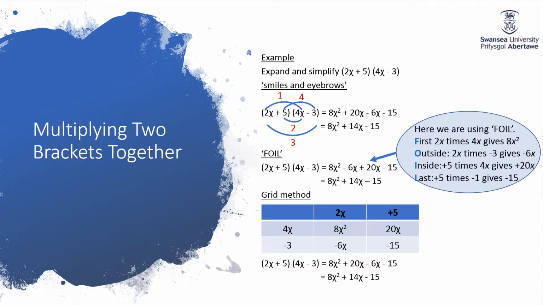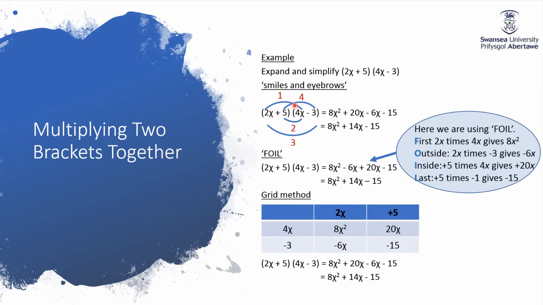Now let's look at an example to understand these three different techniques. So here we have to expand and simplify 2x plus 5 by 4x minus 3. So the first method we call smiles and eyebrows, and that's just from the shape that we form here. So number 1, 4 sections of this look a bit like eyebrows, 2 is a bit like a nose, and 3 is a bit like the smile. So we just follow these through in order.